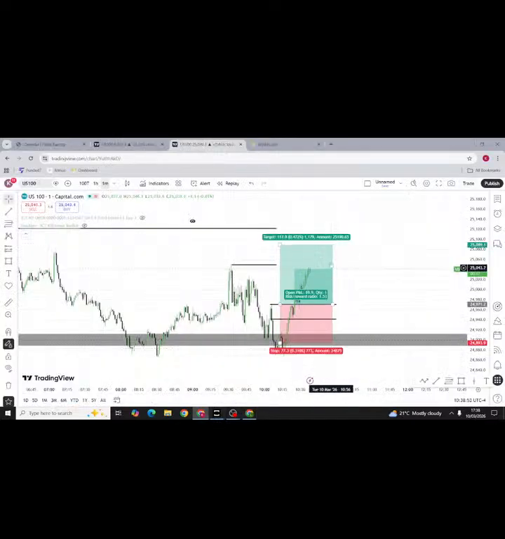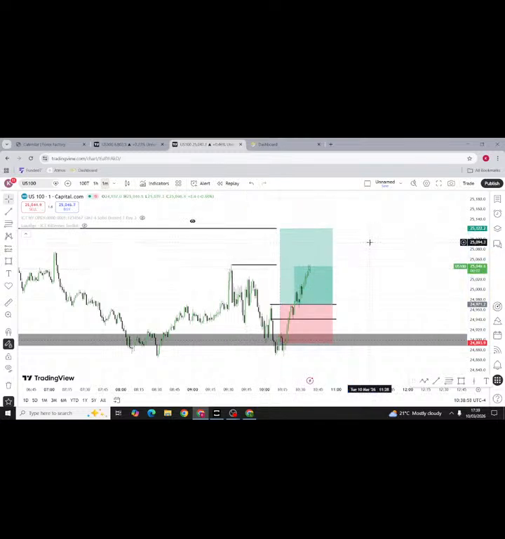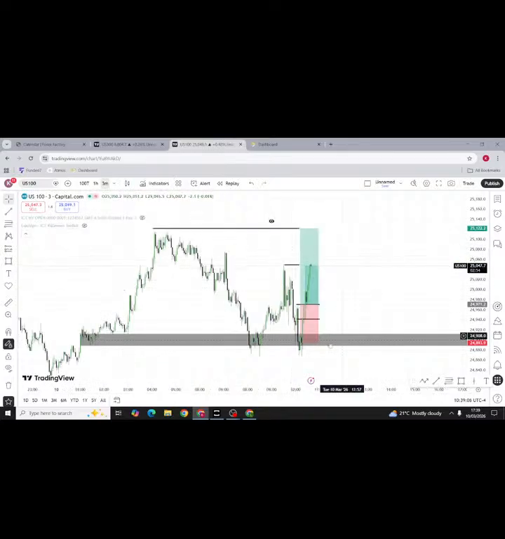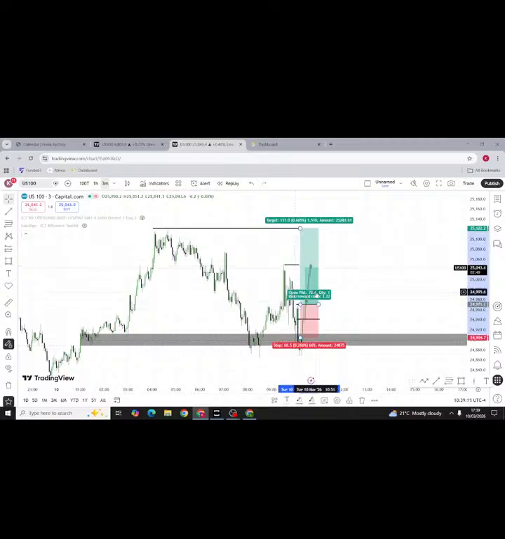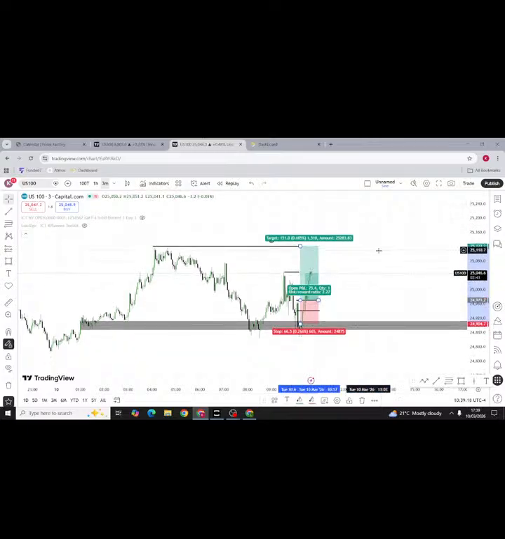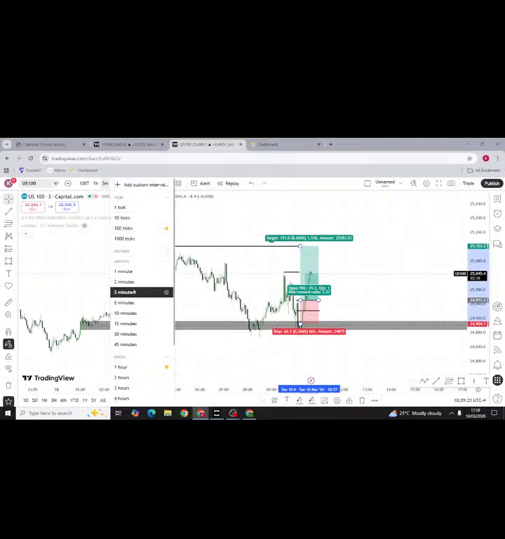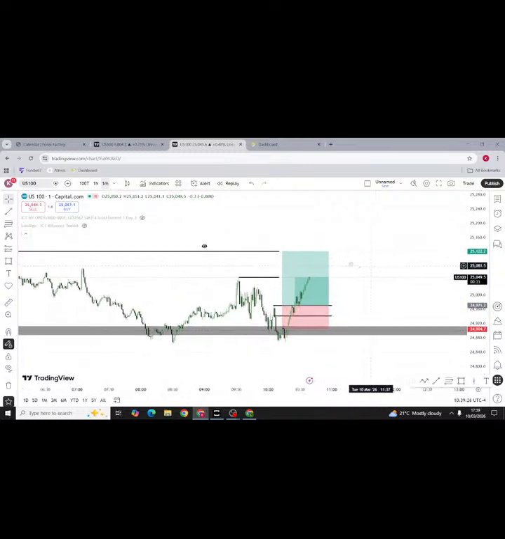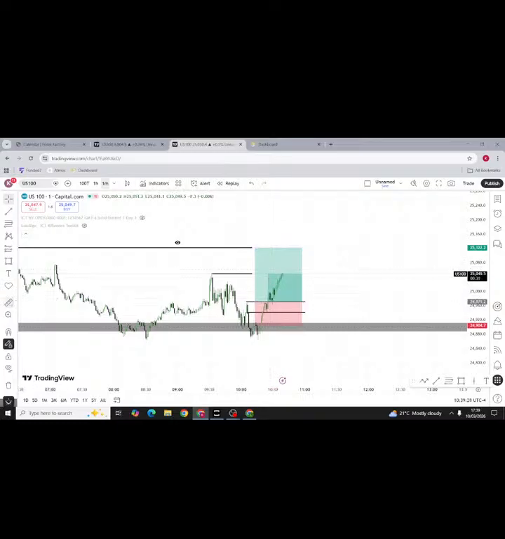Okay, so my target, I'm aiming for this area here, and we're using the 3-minute breaker. You can see this is the breaker here. So entries around here, targets around there. That's a 2.27 R. So I guess we'll keep going up.